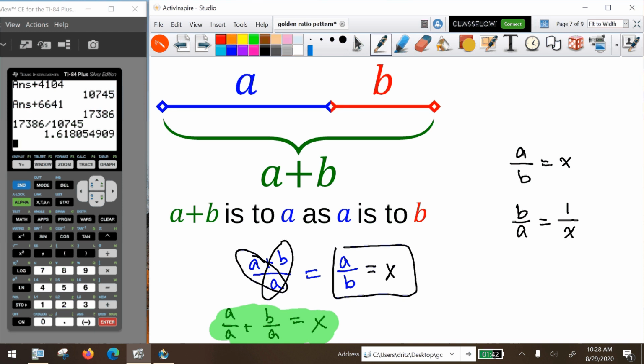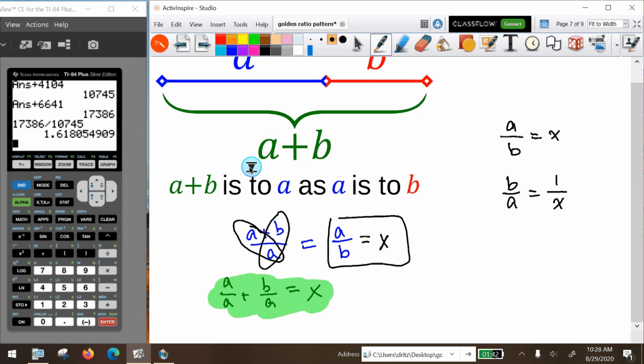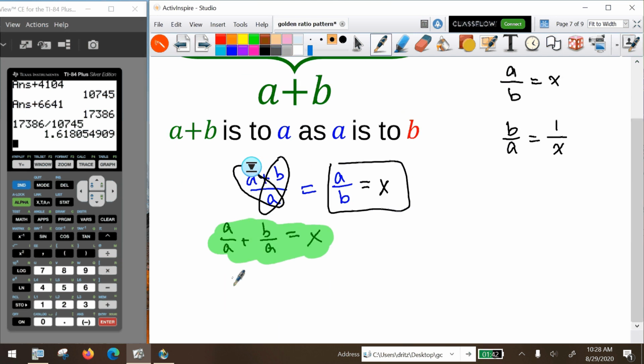A over a is equal to 1. b over a, we just set it over here, is the same as 1 over x. So I'm going to use the substitution property of equality there. I just changed b over a to 1 over x. And this is equal to x. So now I have everything in terms of one variable, x.